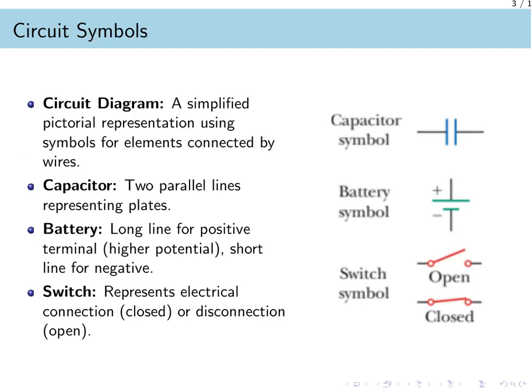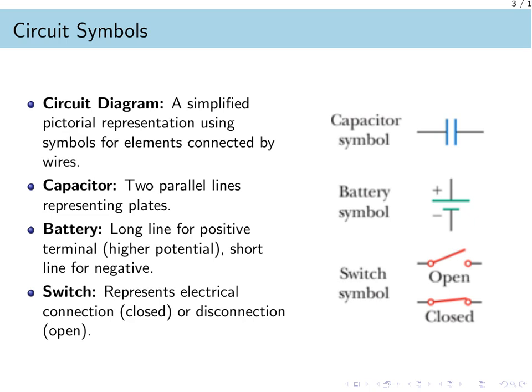In studying electric circuits, we use simplified pictorial representations called circuit diagrams. These diagrams use specific symbols for various elements connected by conducting wires. The symbol for a capacitor consists of two parallel lines of equal length, which represents the geometry of a parallel plate capacitor. A battery is represented by two parallel lines of unequal length.